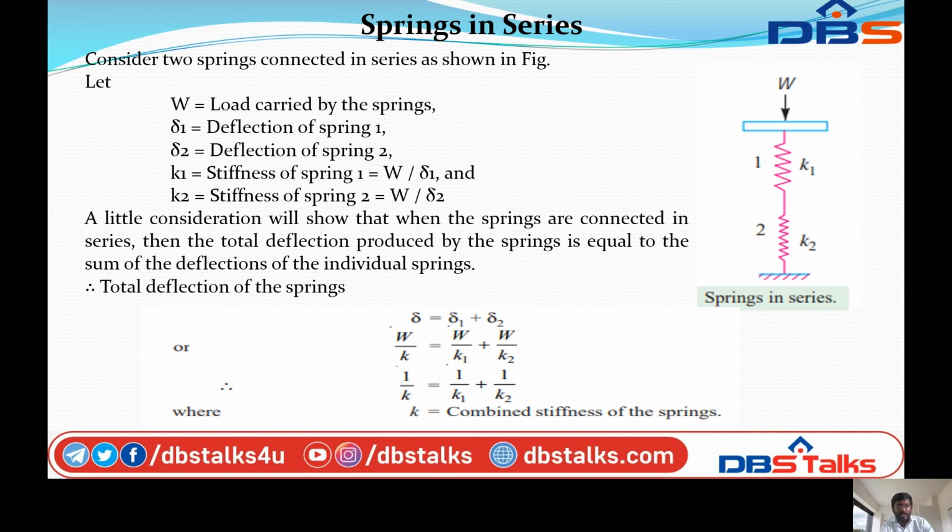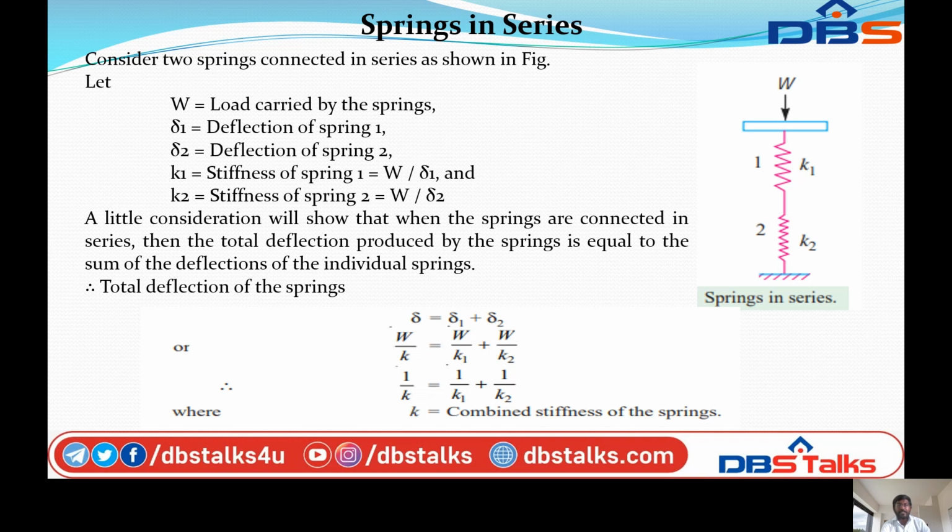So finally, 1 by K is equal to 1 by K1 plus 1 by K2, where K is the combined stiffness of the spring. So K is the combined stiffness of the spring. So 1 by K is equal to 1 by K1 plus 1 by K2. So these are the springs in series.